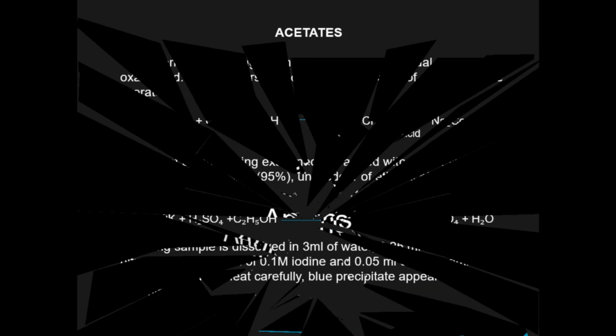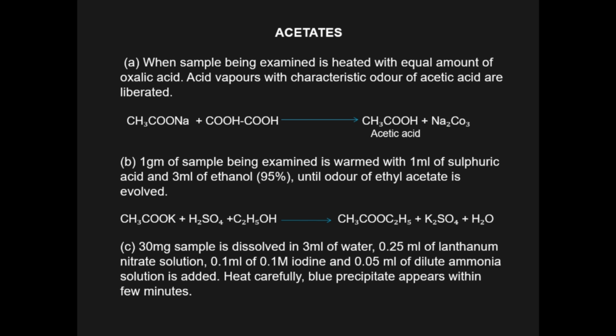So anions. First one is acetates. First method for identification of acetates is when the sample being examined is heated with an equal amount of oxalic acid. Acid vapors with the characteristic odor of acetic acid are liberated. That is, sodium acetate, when reacted with oxalic acid, results in formation of acetic acid and sodium carbonate. Thus we get the smell of acetic acid.